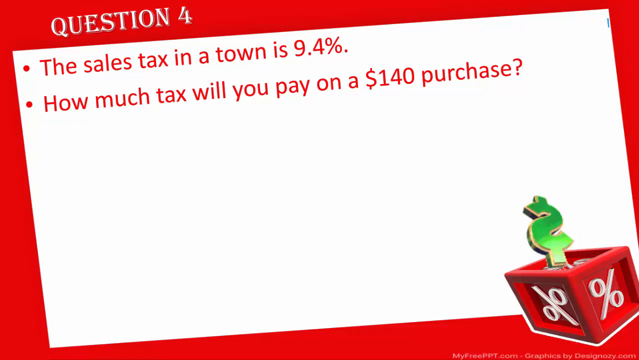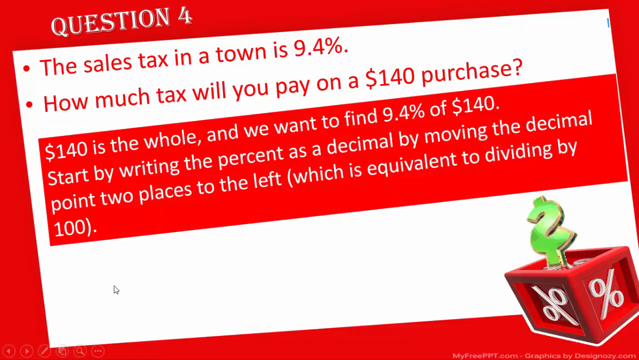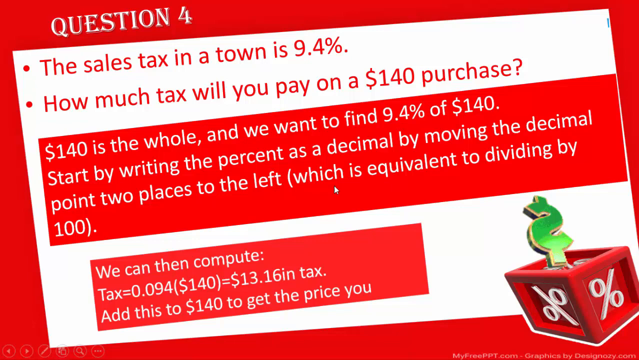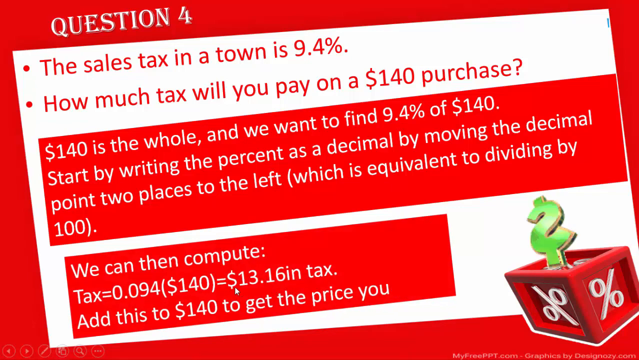Coming back to our PowerPoint, I'll just fill it in as I've done. Just like we found on the whiteboard, we would have to pay an extra $13.16 in tax. So this would be the amount we have to pay in tax, and of course our purchase was $140. And we would add that tax to our purchase when we go shopping.